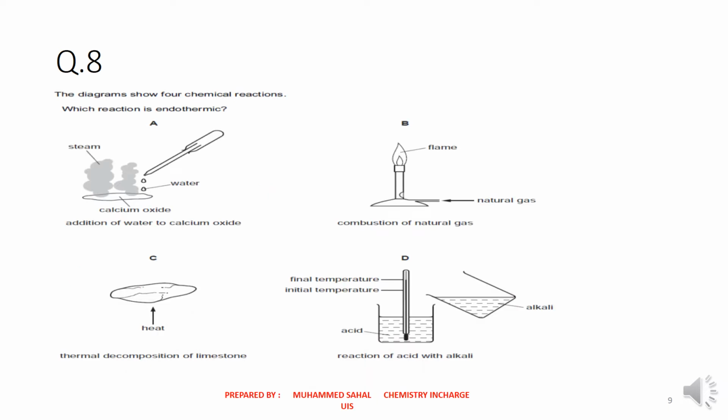The diagram shows four chemical reactions. Which reaction is endothermic? Answer C. Thermal decomposition. Decomposition reactions are always endothermic.